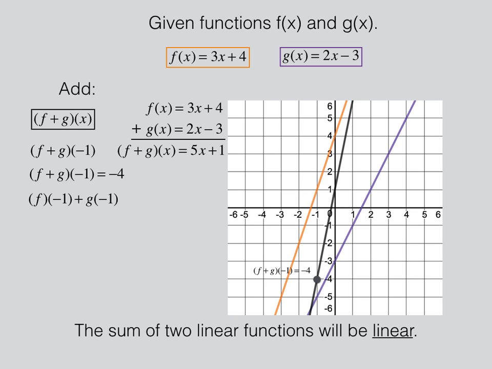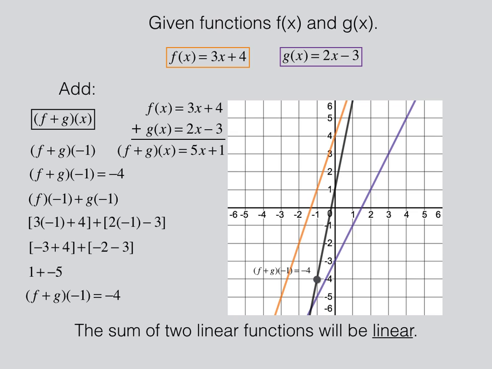Substitute -1 in place of x in each function. And then we just have this numerical expression, this computation that we want to simplify. So we get -3 plus 4 and -2 minus 3. Again, simplifying this, we get a result of f plus g of -1 equals -4.